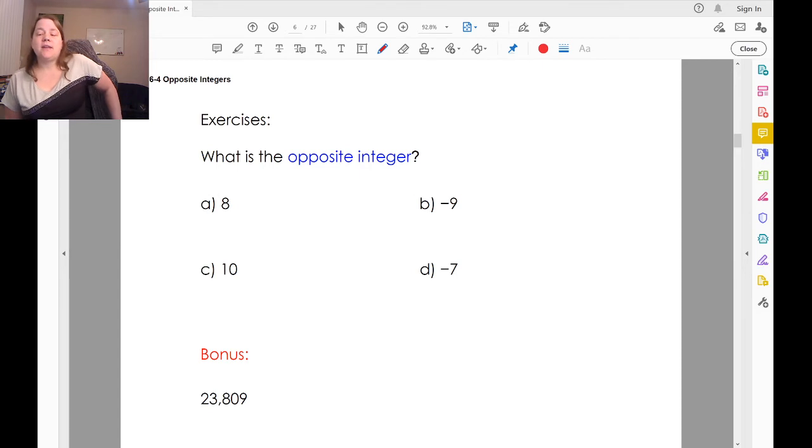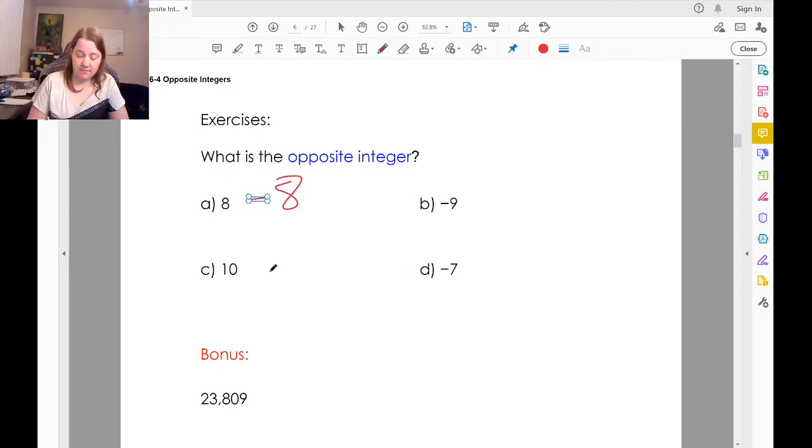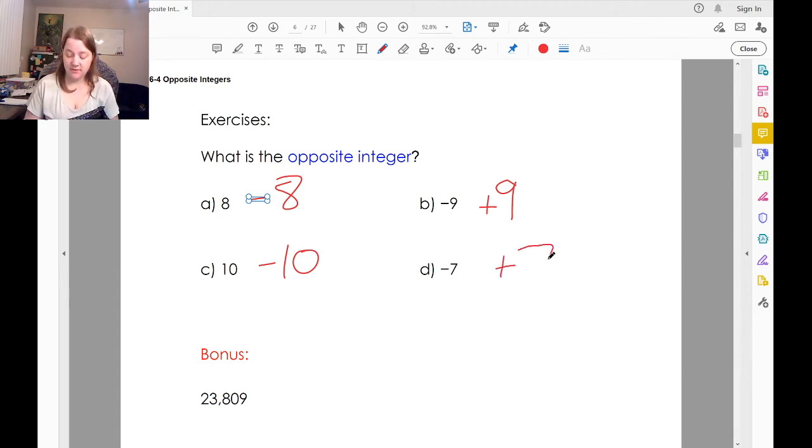Go ahead, write down the opposite integers. Pause the video if you need to. Welcome back. The opposite of 8 is -8. The opposite of 10 is -10. The opposite of -9 is +9. I'm going to put the positive sign, even though I don't need it, just so I know that it should be there. What's the opposite of -7? +7. What's the opposite of 23,809? -23,809.